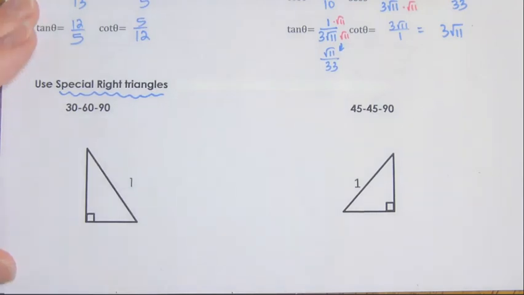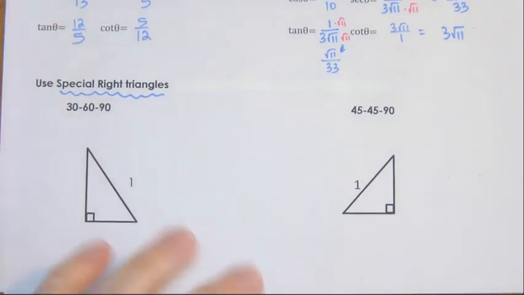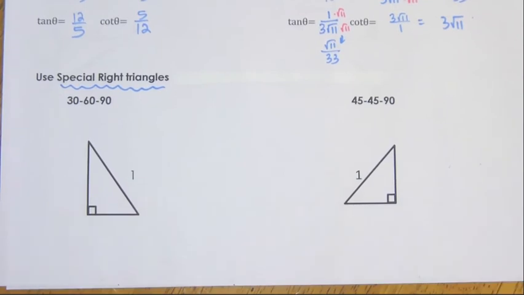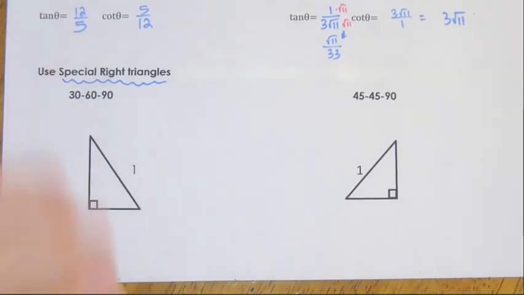All right, now we're going to use special right triangles. This is another topic that you should have done back in geometry. I'm going to go through it like maybe you forgot all of it because I know it's been a while. But we're going to start with a 30, 60, 90 triangle.